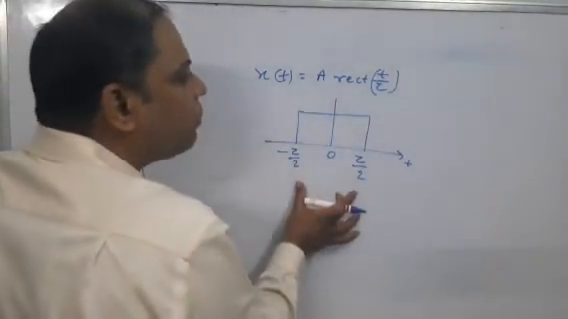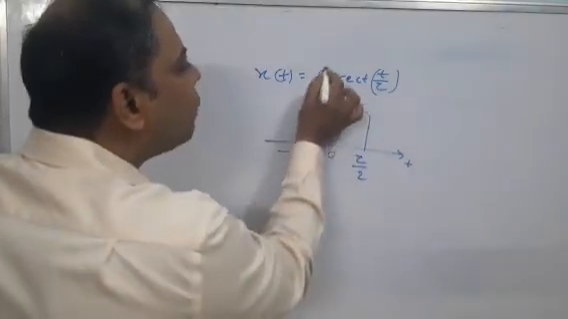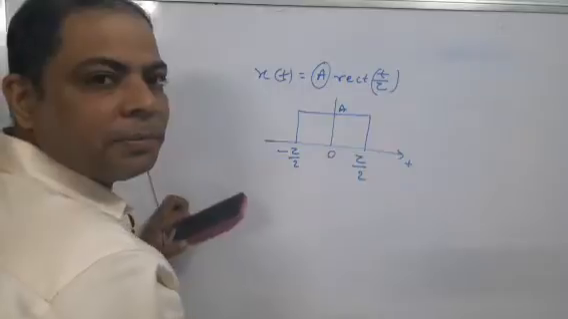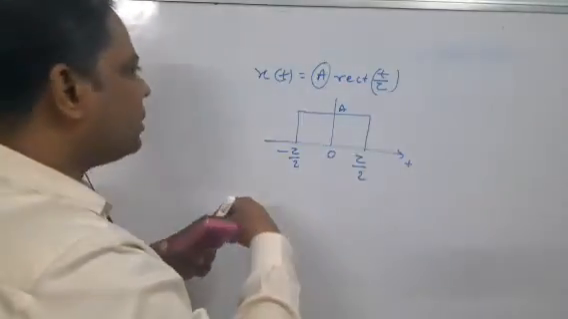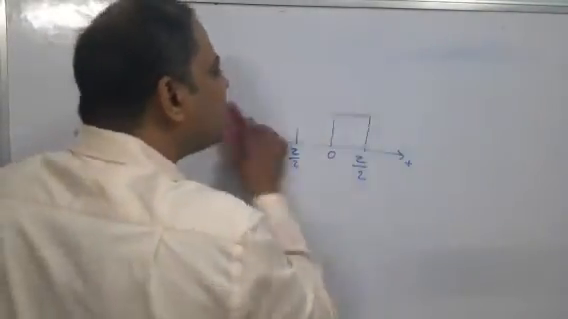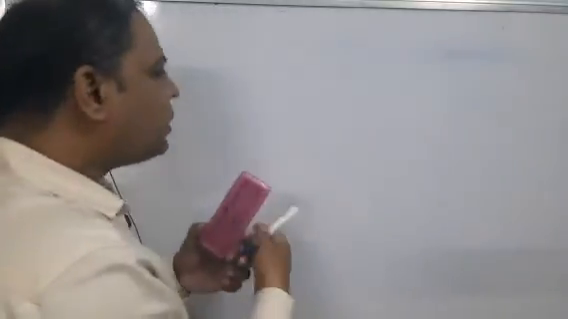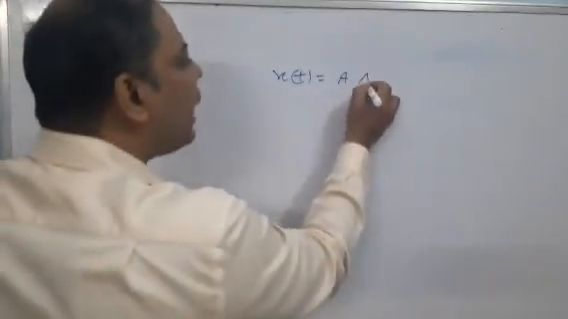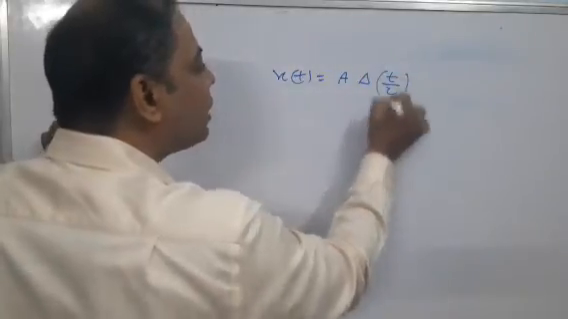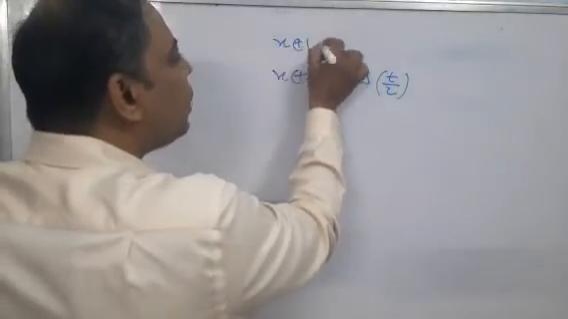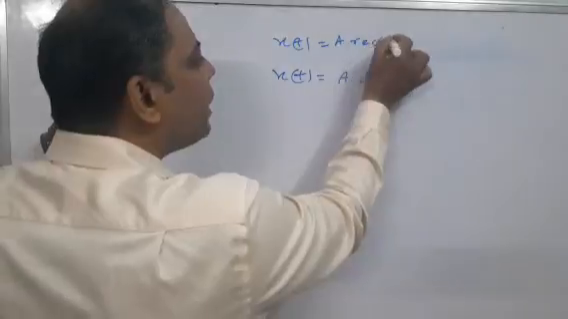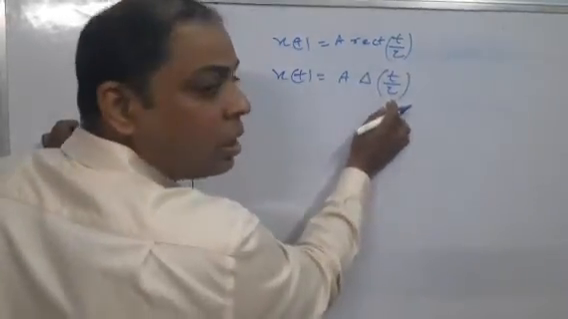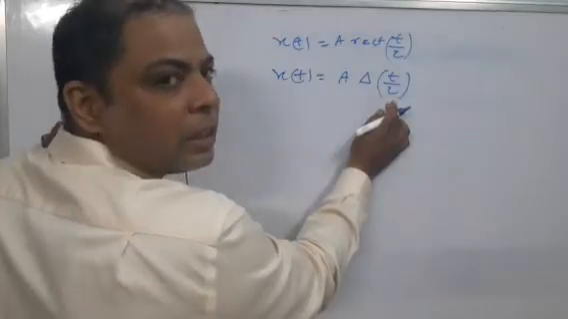Now this is minus tau by 2 to tau by 2. This range is tau. And here what is the height? Height is A. This is known as the rectangular pulse. This is your x(t) is equal to A rect(t/tau). Now, suppose I am having another signal x(t) is equal to A triangular(t/tau). Now mark, in x(t) is equal to A rect(t/tau), this tau is the total width, but this tau is the one side width, not the total width.